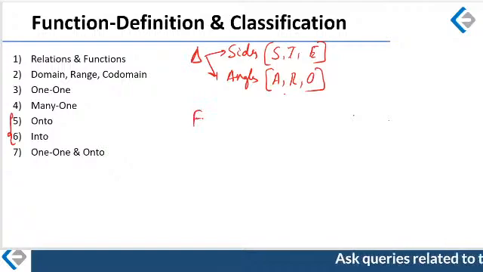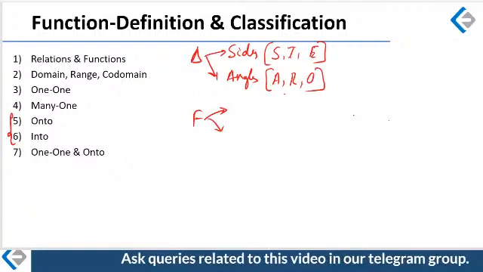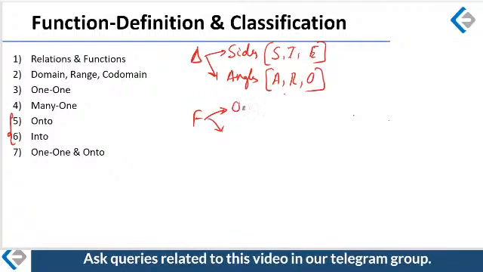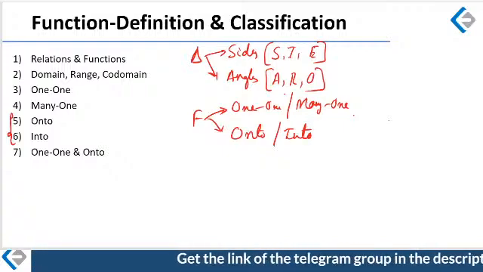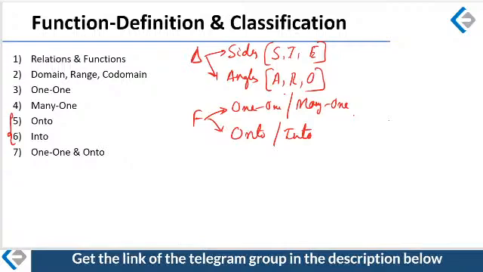Similarly, functions can be classified in two ways. One of the ways is one function or many one function. Either it should be a one function or it should be a many one function. The second way is either it can be an onto function or an into function. There are two ways of classification. Now these are the four words you should be clear with: one, many one, onto, into.